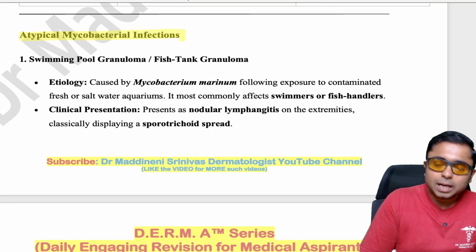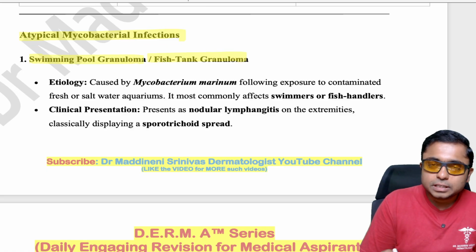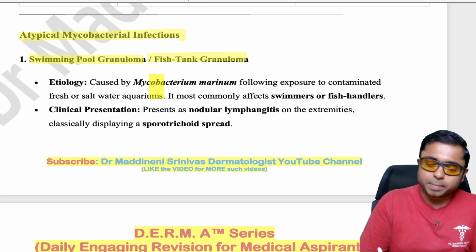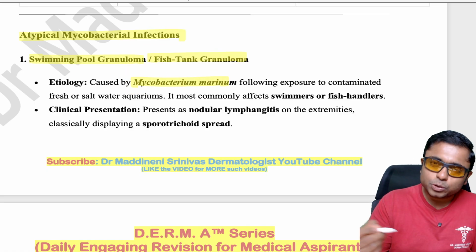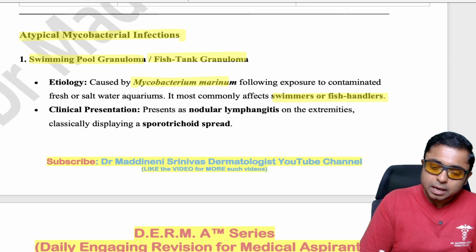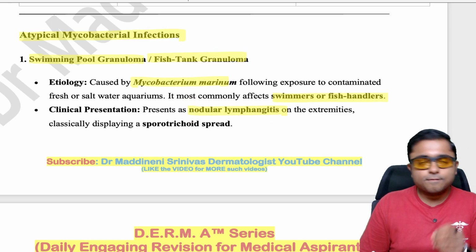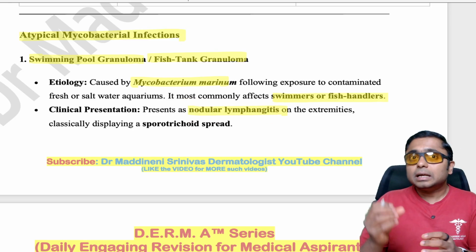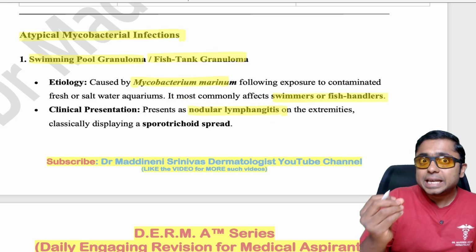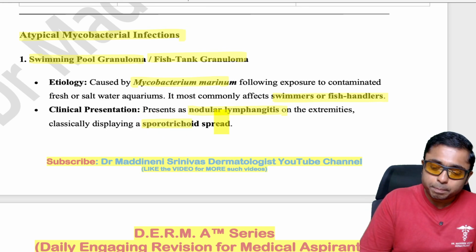Coming to the atypical mycobacterial infection. So remember swimming pool granuloma or fish tank granuloma, which is produced by the Mycobacterium marinum. It is usually seen in the swimmers or those who handle the fish, fish handlers, right? And the clinical presentation is going to be in the form of nodular lymphangitis, where the spread is going to be in a linear fashion, which is also described as a sporotrichoid pattern.